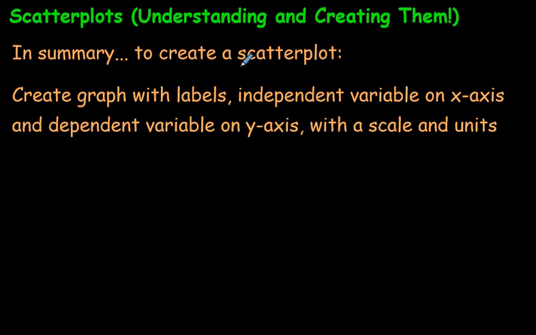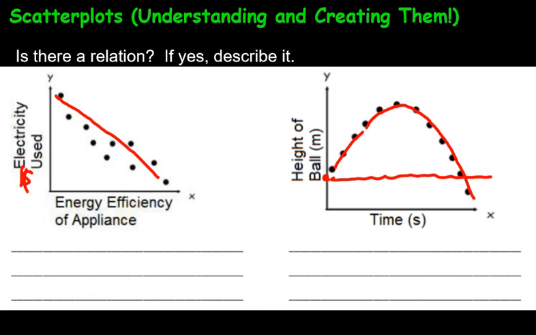In summary, to create a scatter plot, all you have to do is create a graph. Make sure you label it, okay? Notice how these two graphs had labels here. It would be good if there was a title here too. There'd be some kind of title. Energy efficiency or energy usage would be at the top. And then over here you have a label here and another label here. So this is called a title when you put something up here. And over here are called labels. It's also sometimes good to have numbers or a scale on the x-axis and the y-axis.